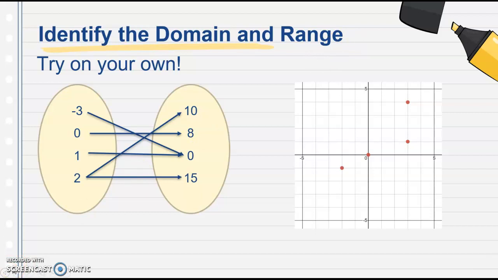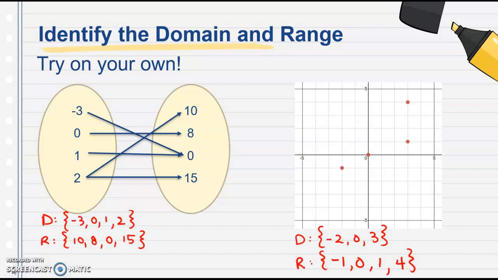Welcome back. Hopefully you got these same answers as you were listing out your domain and ranges. The mapping is quite easy because they're separated by those two separate bubbles. The graph is a little bit more difficult, which again, I would highly recommend writing those out as ordered pairs or points in order to figure out the x values and the y values, otherwise known as the domain and range.